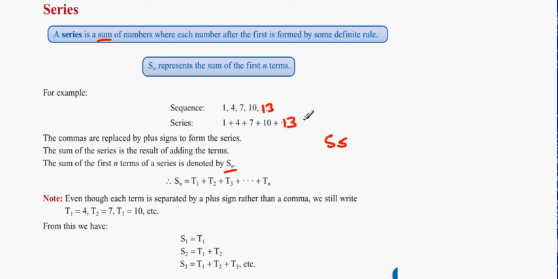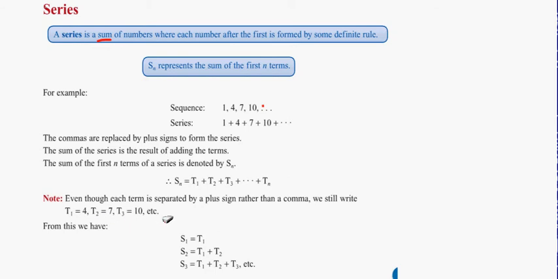We're assuming that n is a big number, though it doesn't always have to be, and there are lots of missing terms in between, so we couldn't possibly write down all the numbers of, let's say for example, S100. It'll take a long time. So even though each term is separated by a plus sign rather than a comma, we will write T1 equals 4. Okay, so T1 equals 4, T2 equals 7, T3 equals 10.